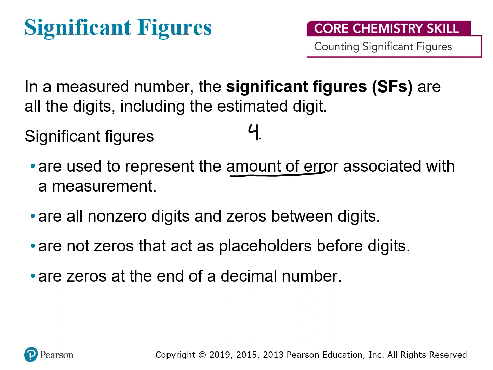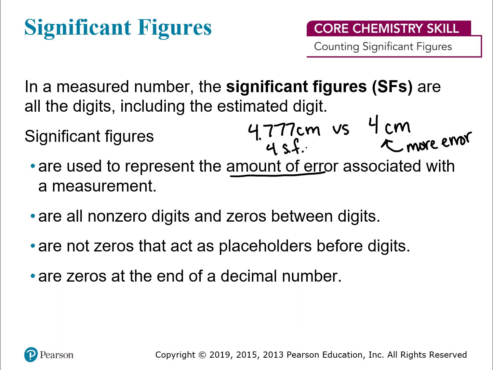So if I have 4.777 centimeters versus 4 centimeters, this one is going to have more error because it doesn't have very much in the way of significant digits. There's only one significant figure, whereas here I've got 4 significant figures, and I'll usually abbreviate significant figures SF.